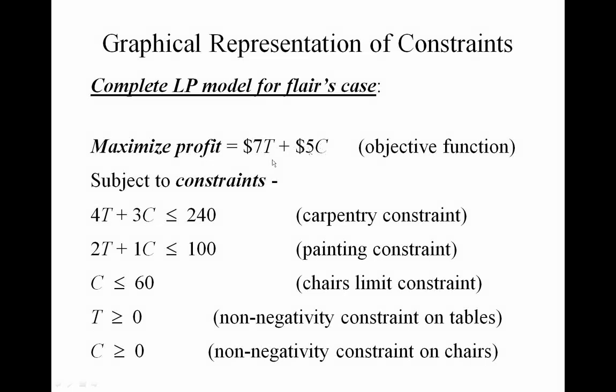Now we simply can't keep on making tables and chairs because there are only finite resources available in carpentry as well as in painting. So that has to be figured in. Now let's look at the carpentry. How is the carpentry being used here? Each table takes 4 hours. So if you produce T numbers, 4 times T are the hours expended for producing T tables in carpentry. Each chair takes 3 hours. If you produce C number, 3 times C is the total hours expended in producing the chairs. So together, these are the number of hours that you use in making tables and chairs.